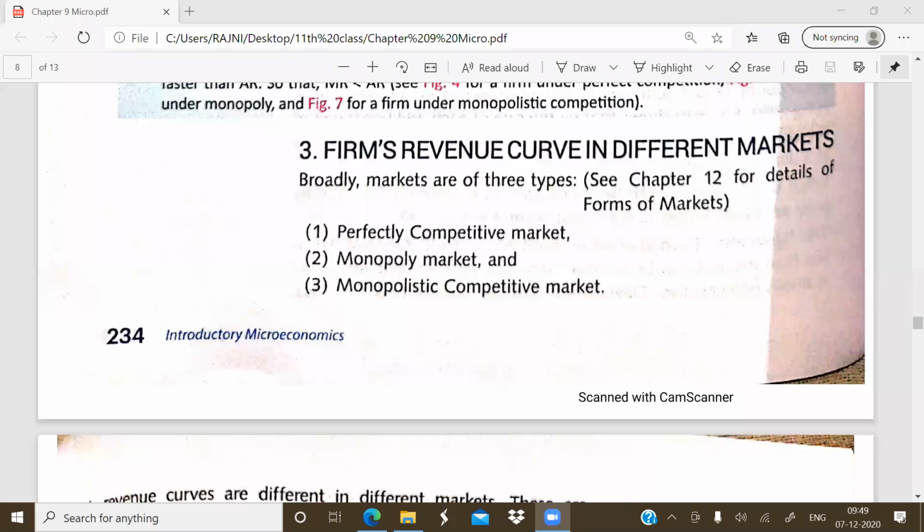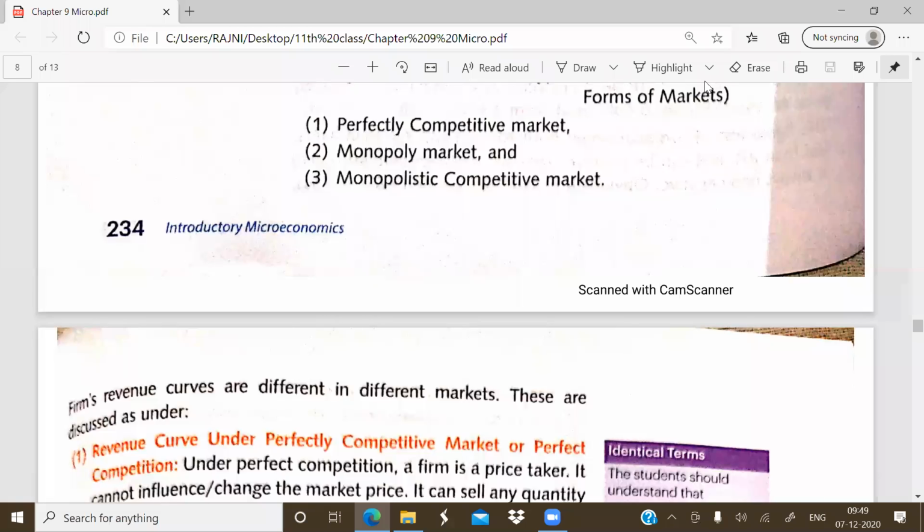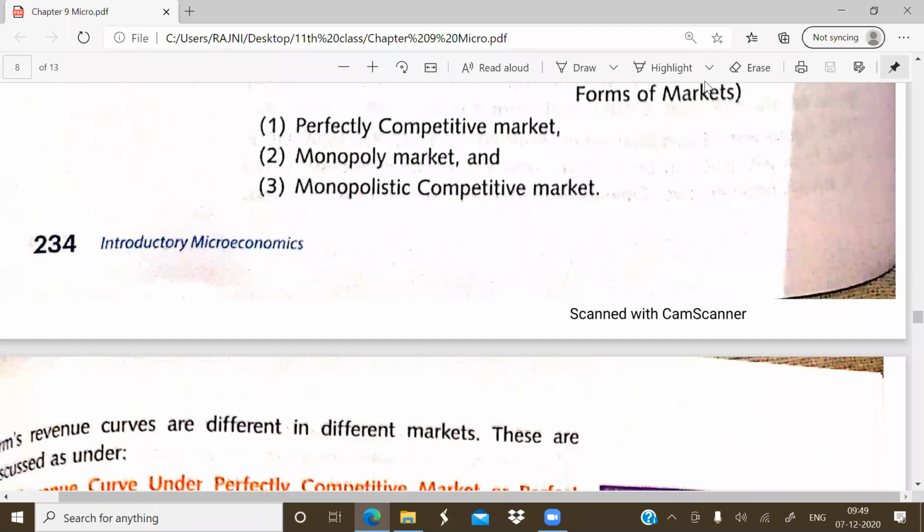Yes, today we will discuss the next topic of chapter number 9, the concept of revenue. In this chapter, we will discuss the topic of firm revenue curve in different markets. It means there are different forms of the market, and under those different forms of market, which kind of revenue curve is there.